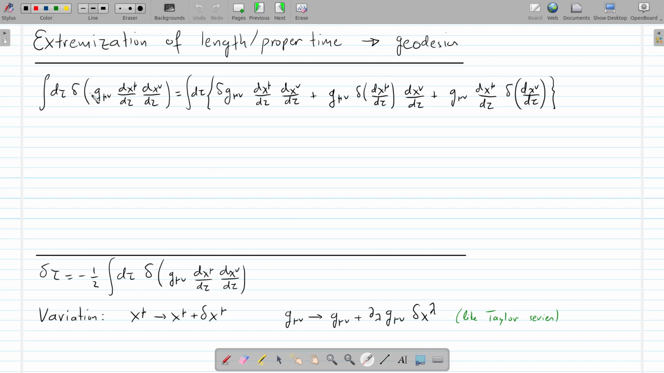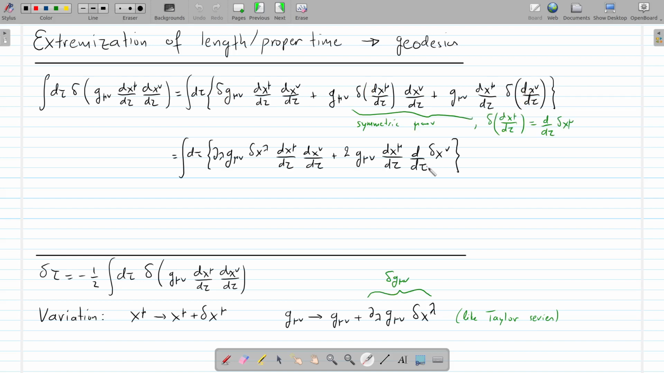So now we vary this term. We have three factors, so we apply the Leibniz rule, and the variation acts on each one of them: delta g, delta dx/d tau, delta dx/d tau. First, we notice that because of the symmetry property of g, those two terms are the same, just by relabeling the dummy indices. So we have 2 times g mu nu, delta x mu/d tau, delta d/d tau, delta x nu. Now, for the first term, this is the variation of the metric, so we substitute for it here.